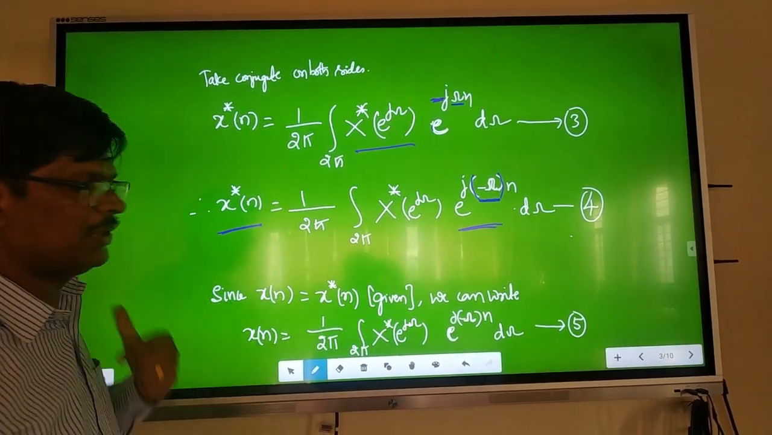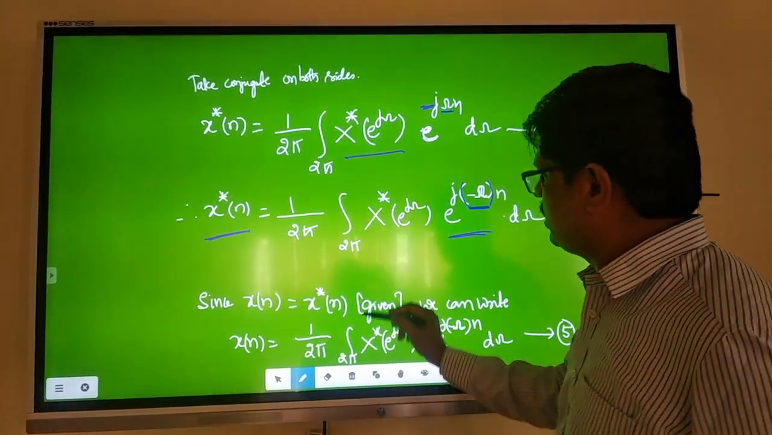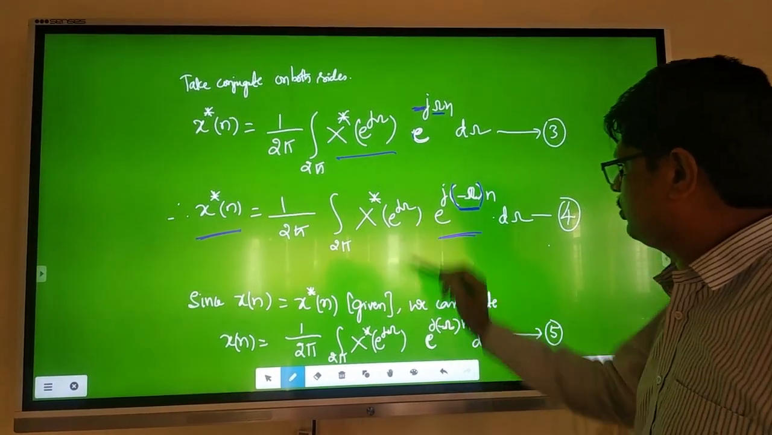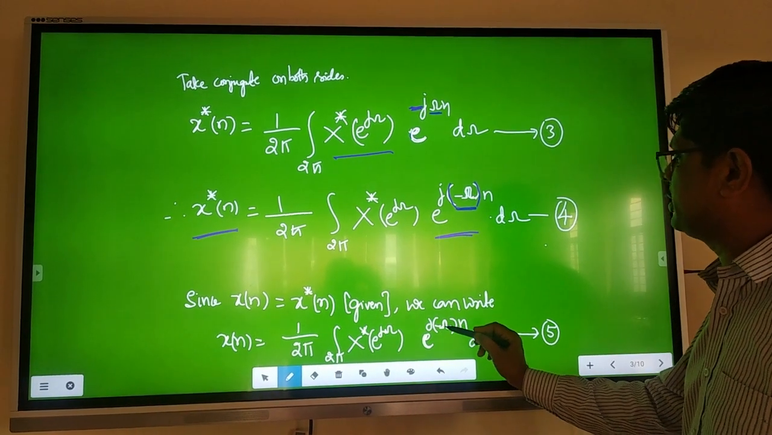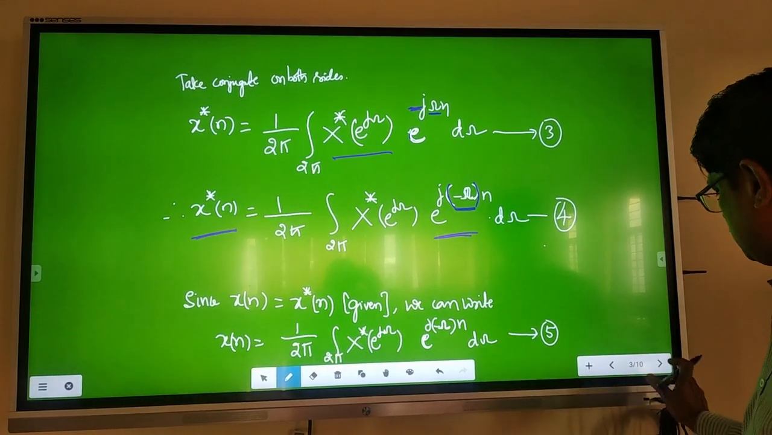Both are the same: x star of n is x of n. Now this is equal to 1 by 2 pi, integration over 2 pi, x star of e power j omega into e power j minus omega n into d omega. Call this equation number 5.